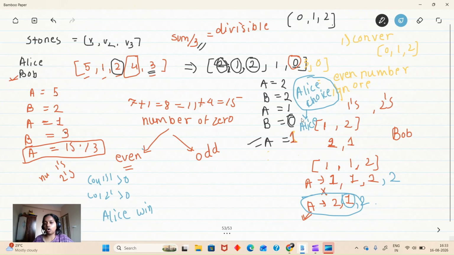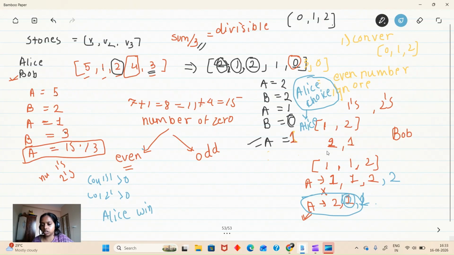That's how it works. But for odd, it's not the case, because Bob has the advantage. Here, instead of choosing a one, Bob can choose a zero also, right? And then what option does Alice have? Alice has to choose one. Right.